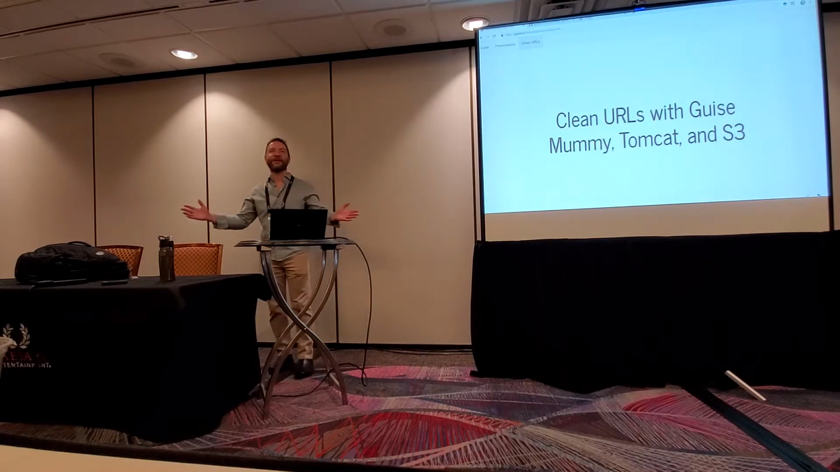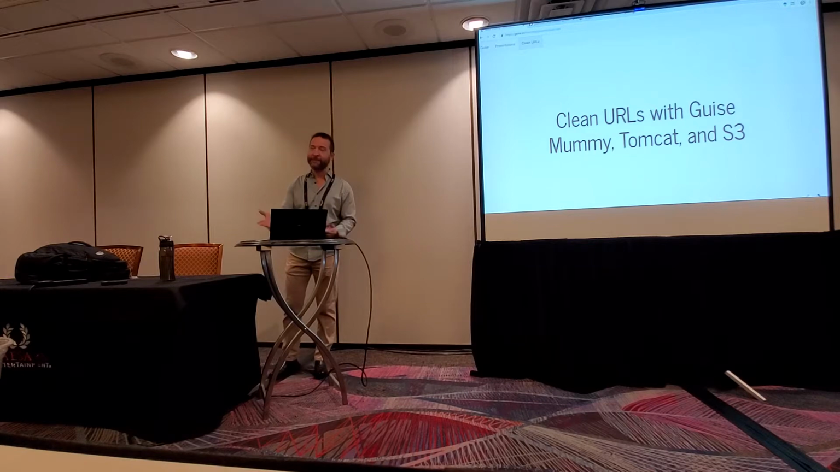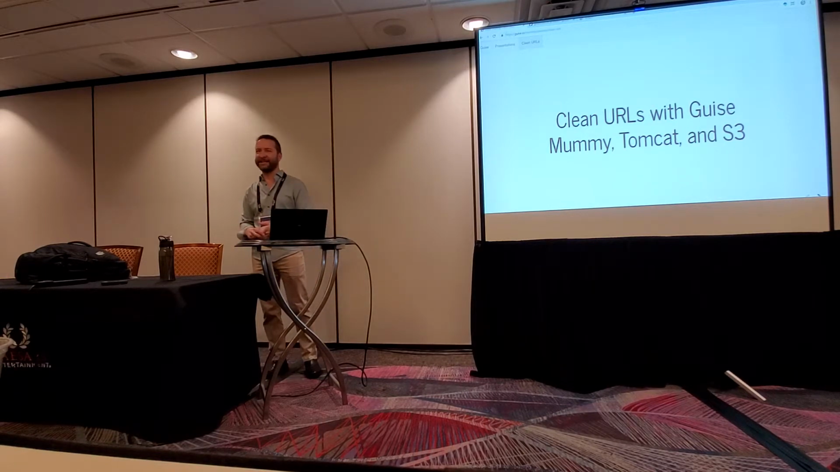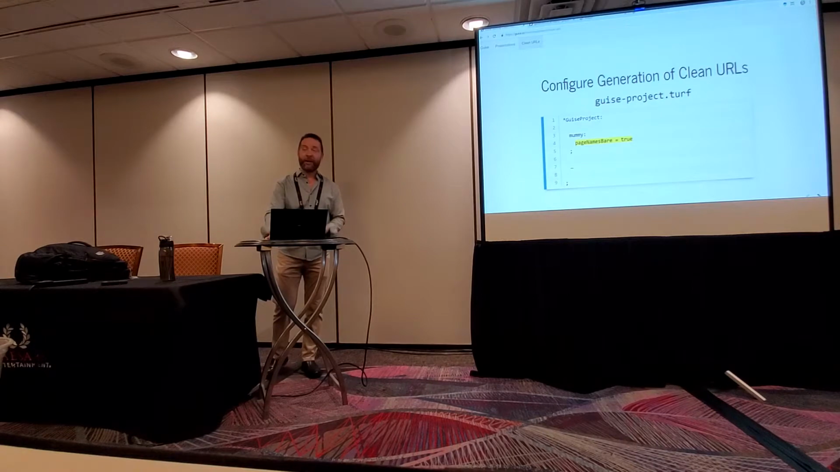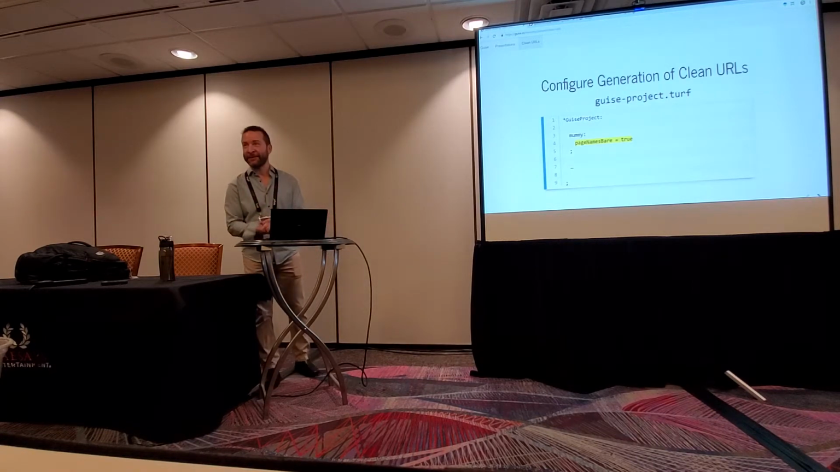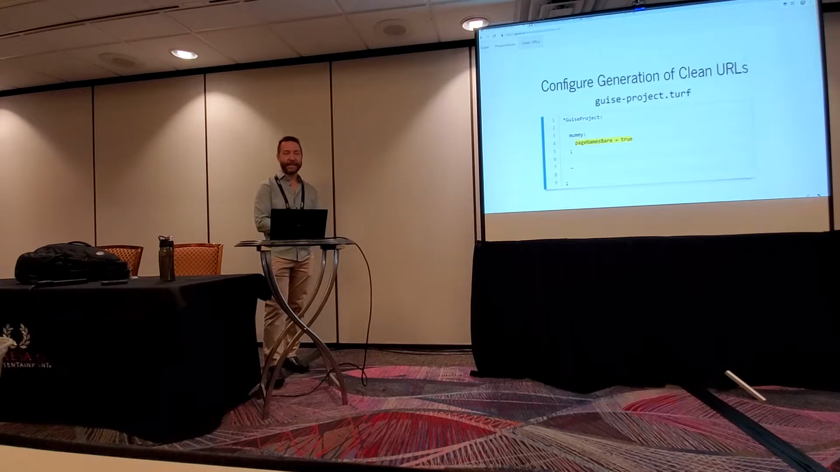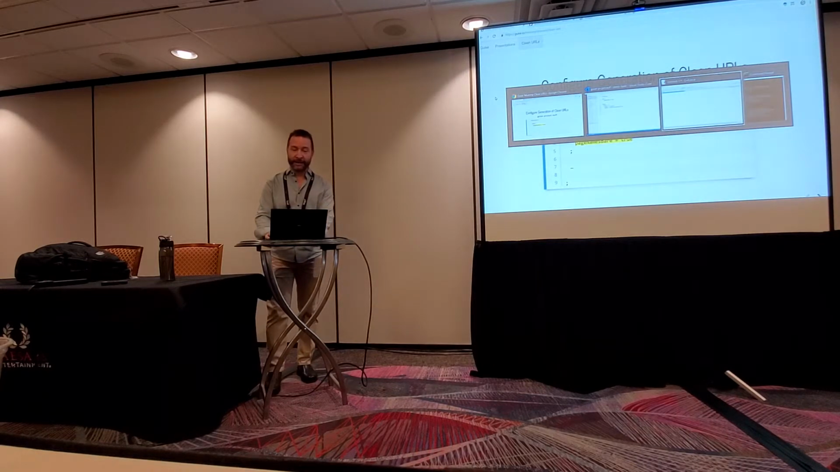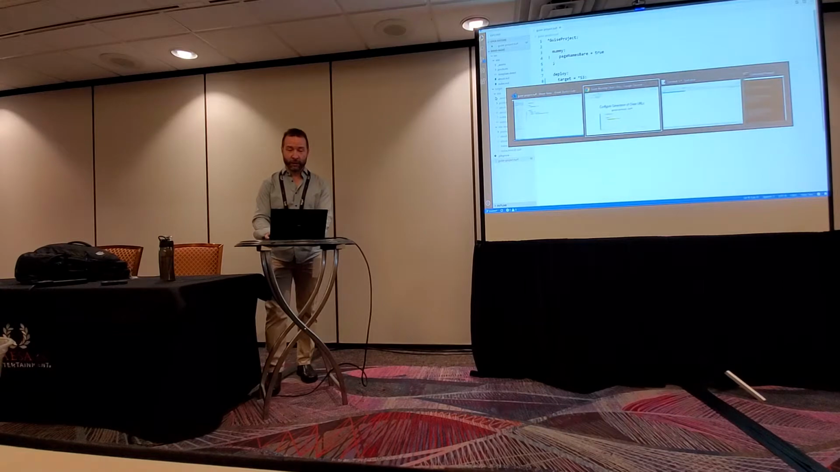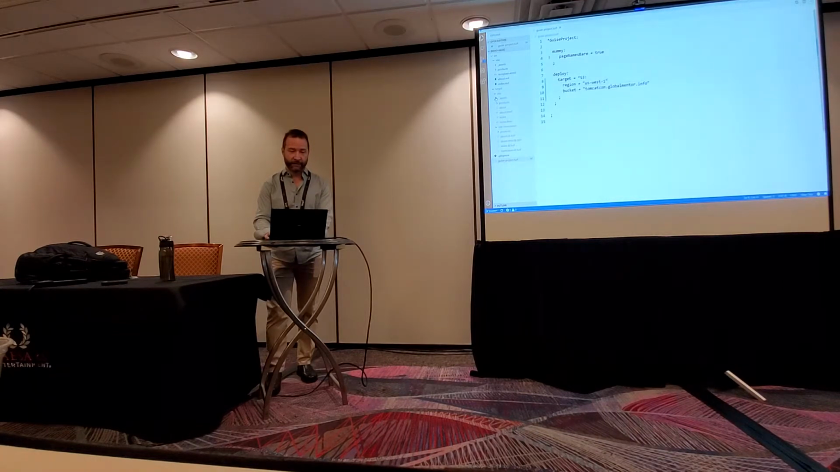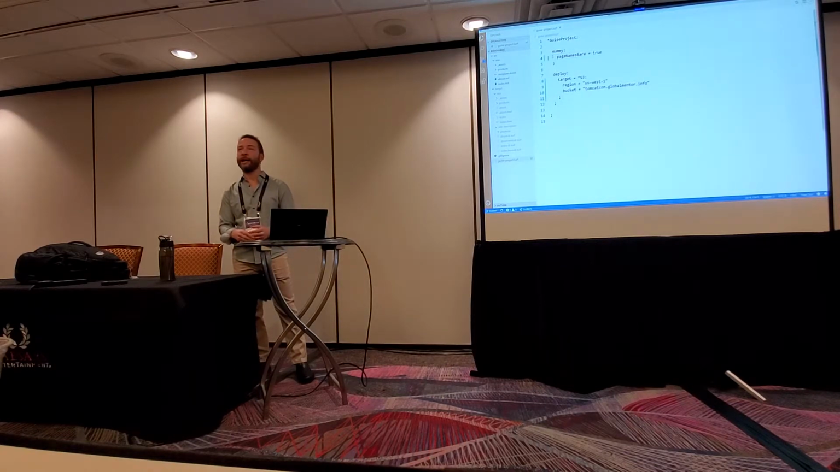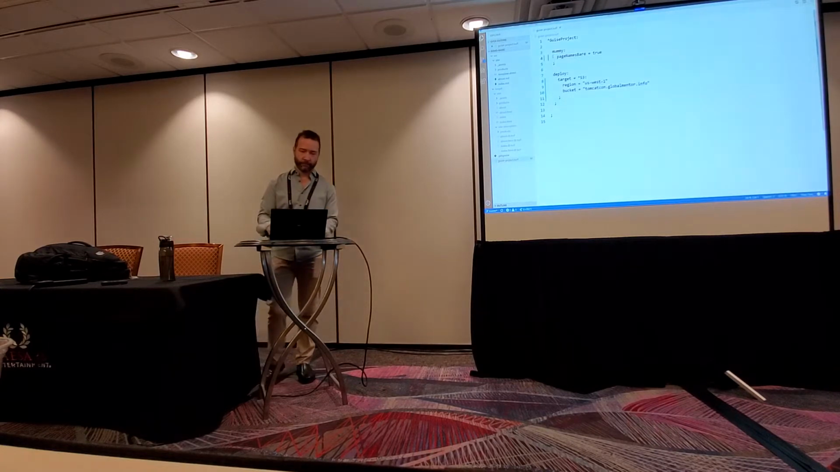All right, now we're at the grand finale: clean URLs with Guise Mummy, Tomcat, and S3. So if we want, for example, to remove those extensions, all we have to do, now this is just to get them off of our generated site, is go to that configuration file, this one right here, and uncomment the line that says page names bare. We turn that to true. So we're telling Guise Mummy we want bare page names. And bare here means just no extension.